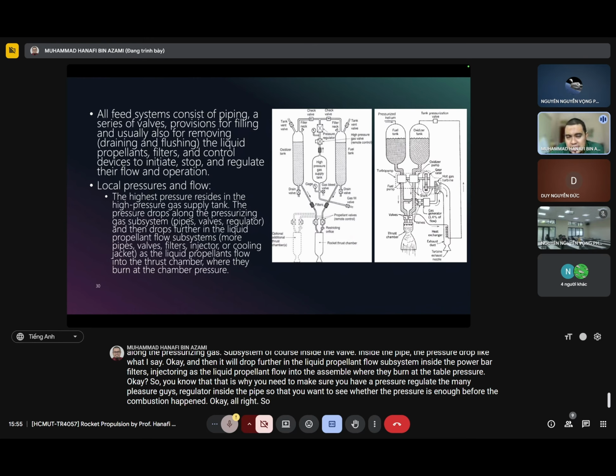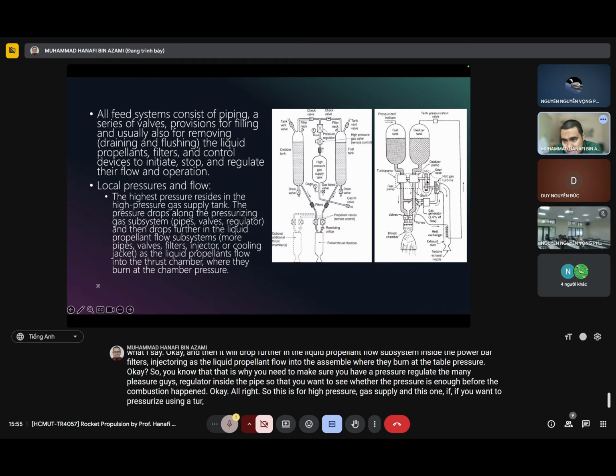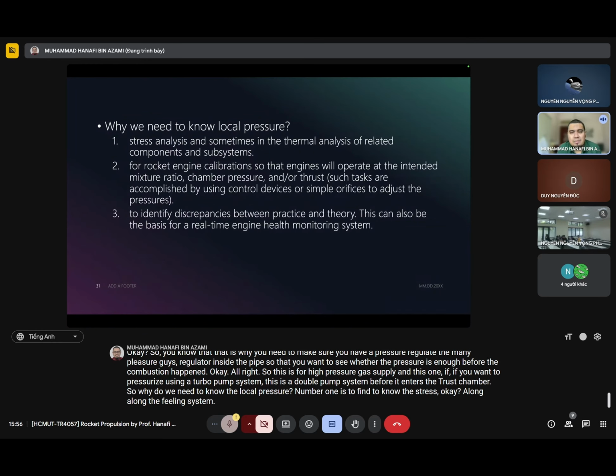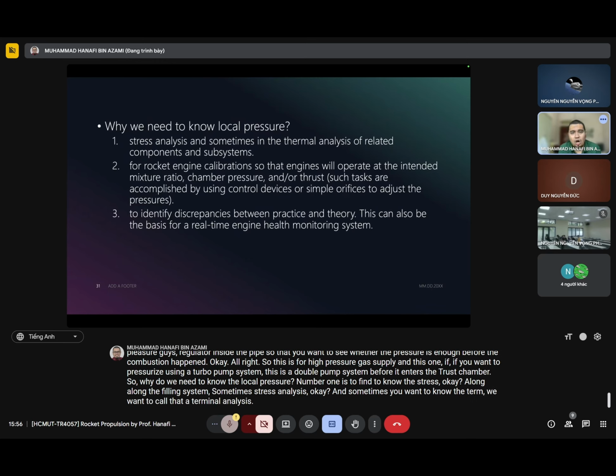All right, so this is for high pressure gas supply, and this one, if you want to pressurize using a turbo pump system, is before it enters the thrust chamber. So why do we need to know the local pressure? Number one is to know the stress along the feeding system. Sometimes we want to conduct stress analysis, and sometimes a thermal analysis of the related component or subsystem.